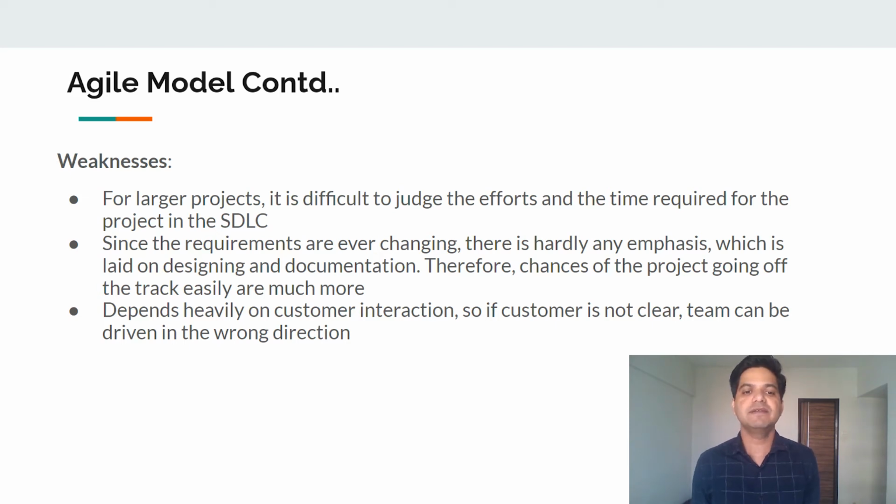Then it depends heavily on customer interaction. So if the customer is not clear, the team can be driven in the wrong direction. As there is flexibility to change the requirement, because there are chances that in the initial phase we will not have thought through all the detailed requirements, there are chances that because of the changing nature of the requirement, the team might go in the wrong direction if, in the earlier iterations, the customer is not clear about the requirement.